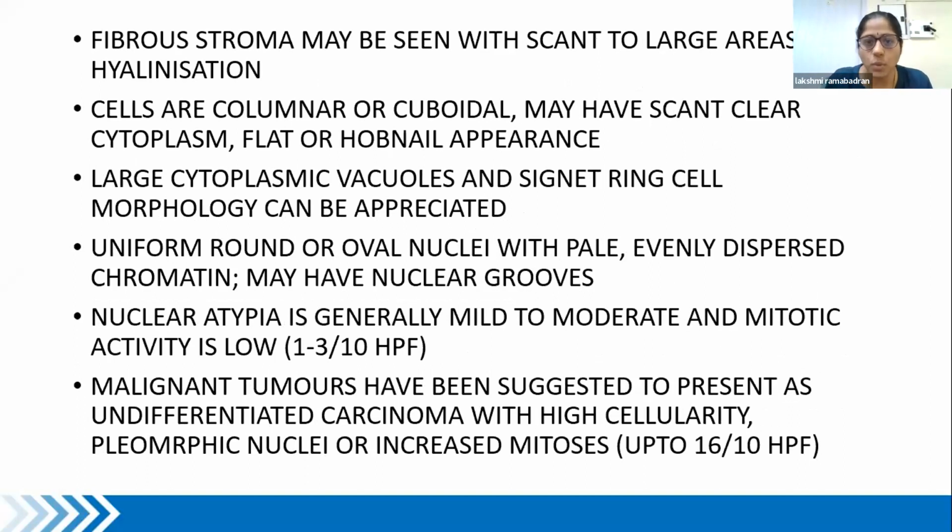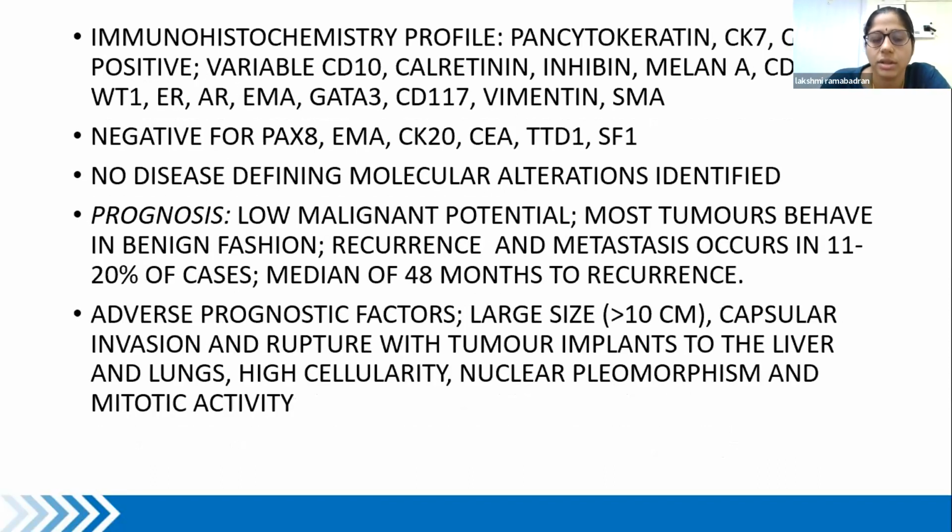So it has a very wide differential, and it takes both the cytokeratin markers as well as the sex cord stromal tumor markers variably. The thing that can differentiate it from the remaining is that CD10 is a very good marker in this case. Malignancy can also occur in this tumor when there is high cellularity, pleomorphic nuclei and increased mitosis.